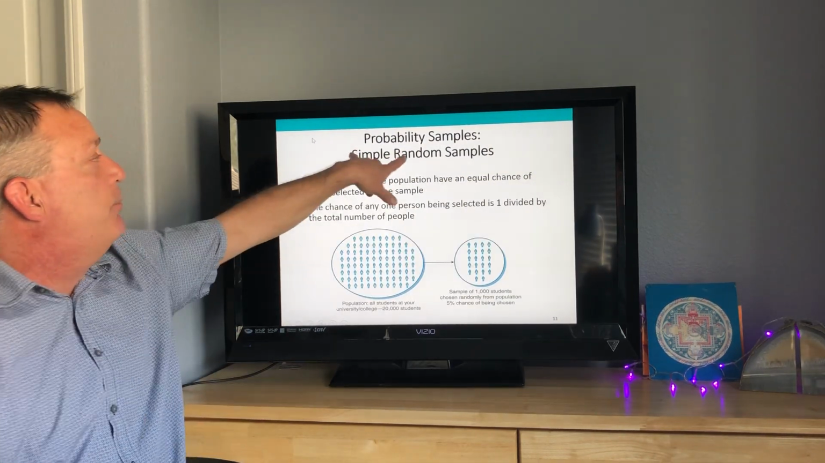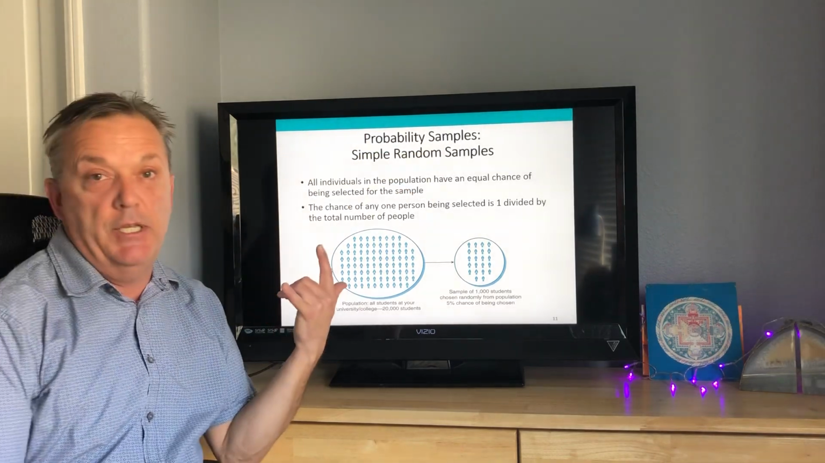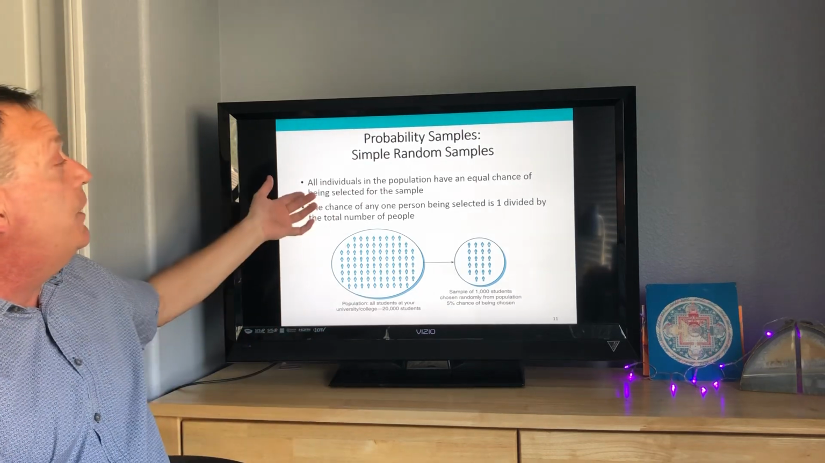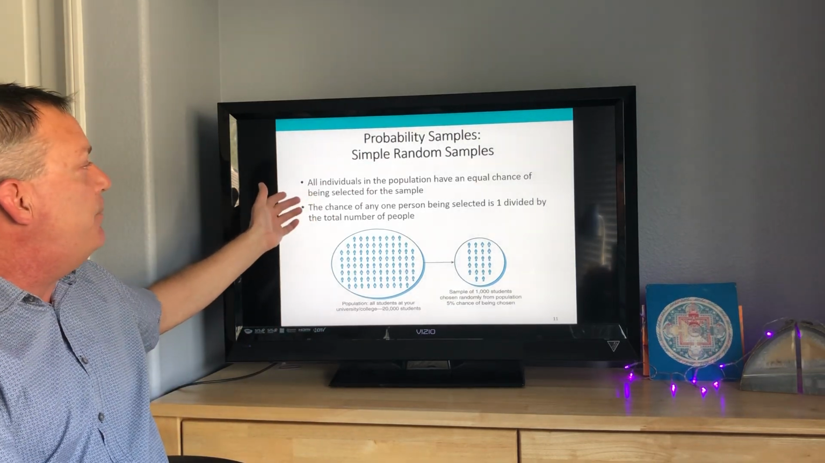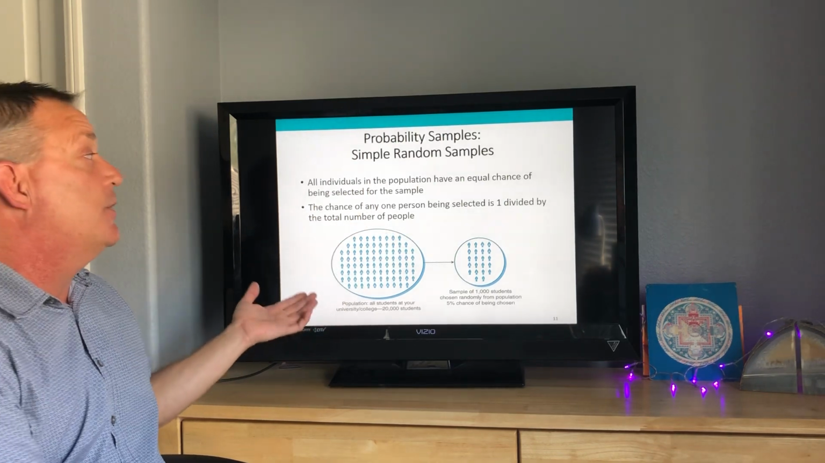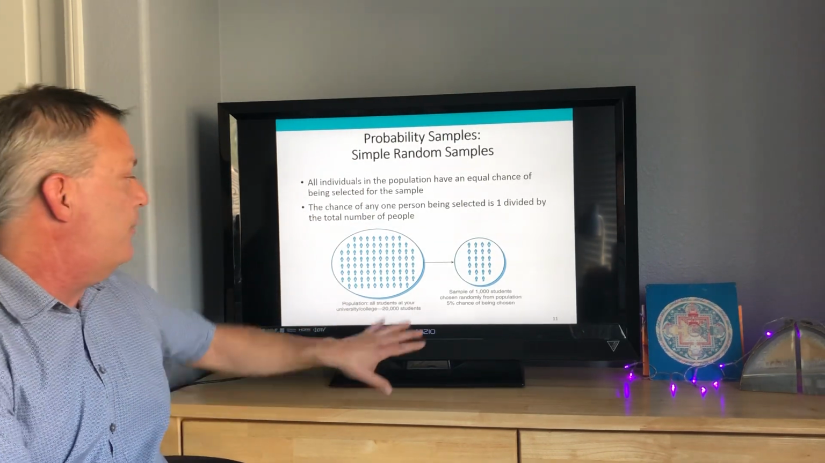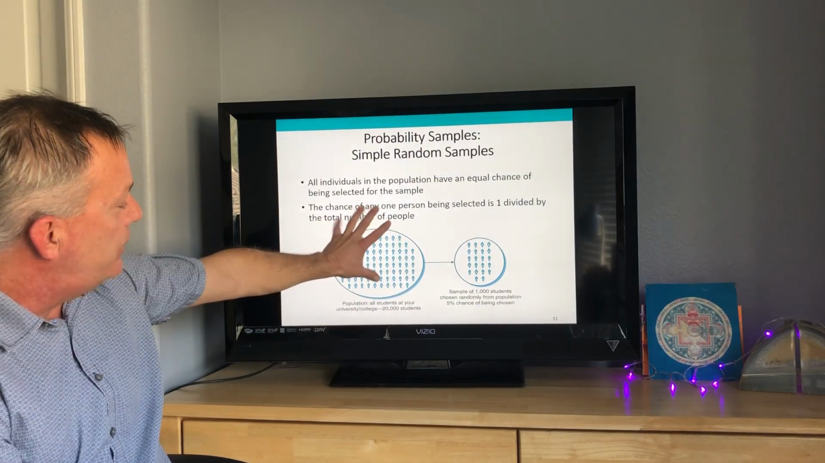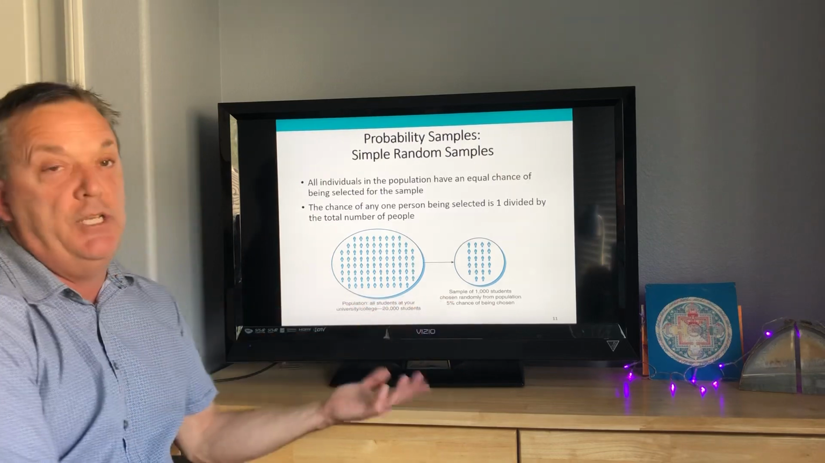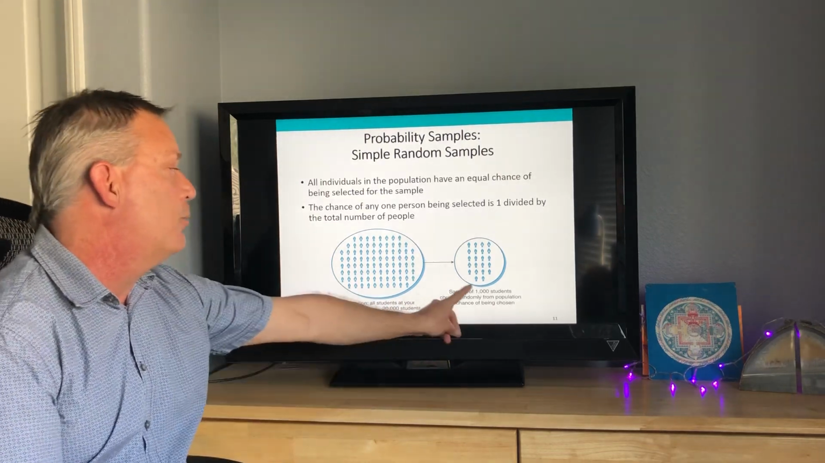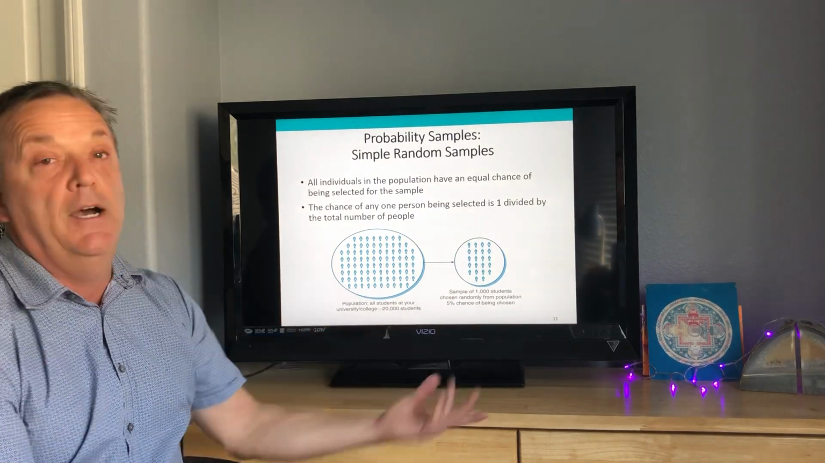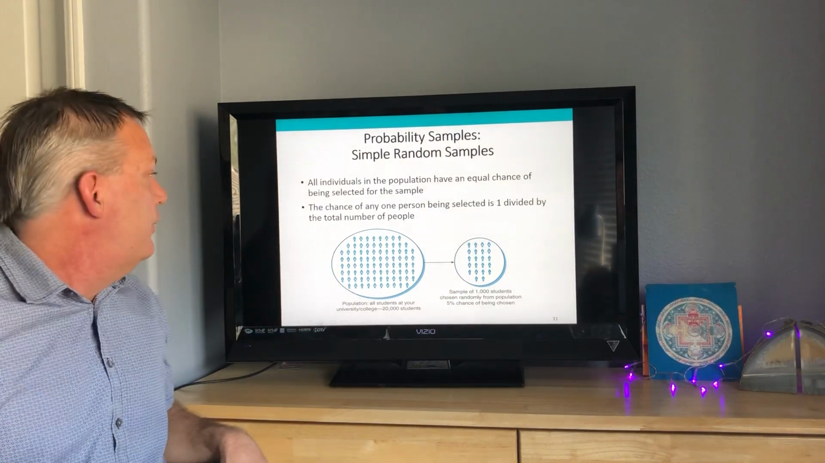And so then the book breaks probability samples down into a couple of different types. Simple random samples: all individuals in the population have an equal chance of being selected for the sample. The chance of any one person being selected is 1 divided by the total number of people. So if you have 20,000 students at your college and you take a sample of 1,000 students, the chance of them being chosen is 5%. If it was one student, it'd be like 0.00005. I think that's right. Anyway, you get the drift there.